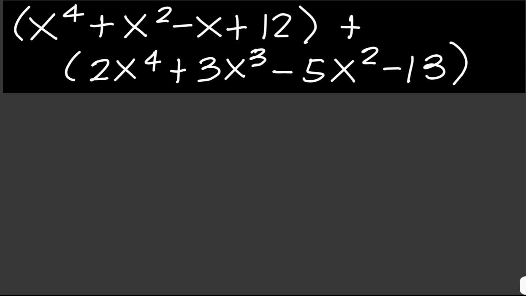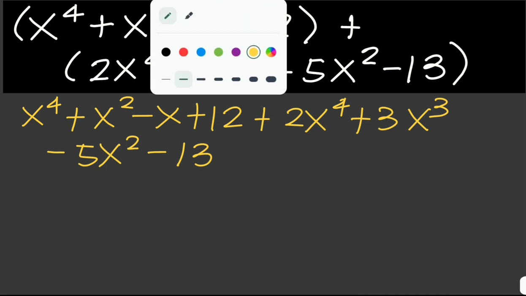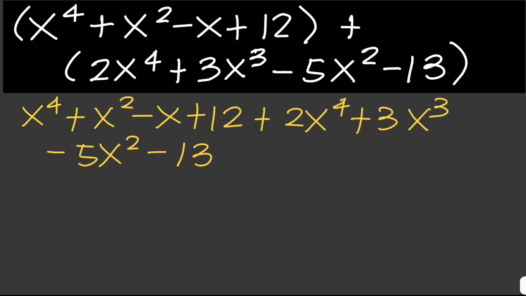Again, we need to remove the parentheses or any braces or brackets. So this would be x to the fourth plus x squared minus x plus 12, and then plus 2x to the fourth plus 3x cubed minus 5x squared minus 13. And then we group like terms. We group all those terms that are alike.